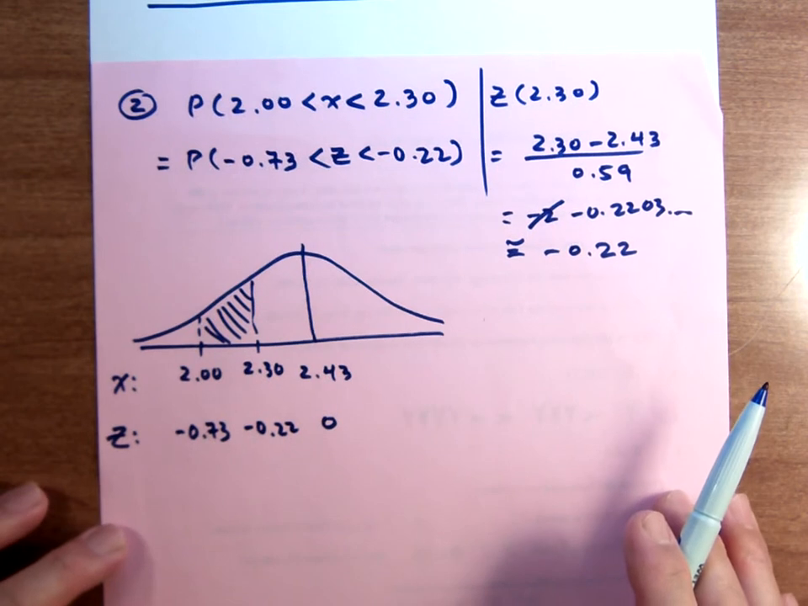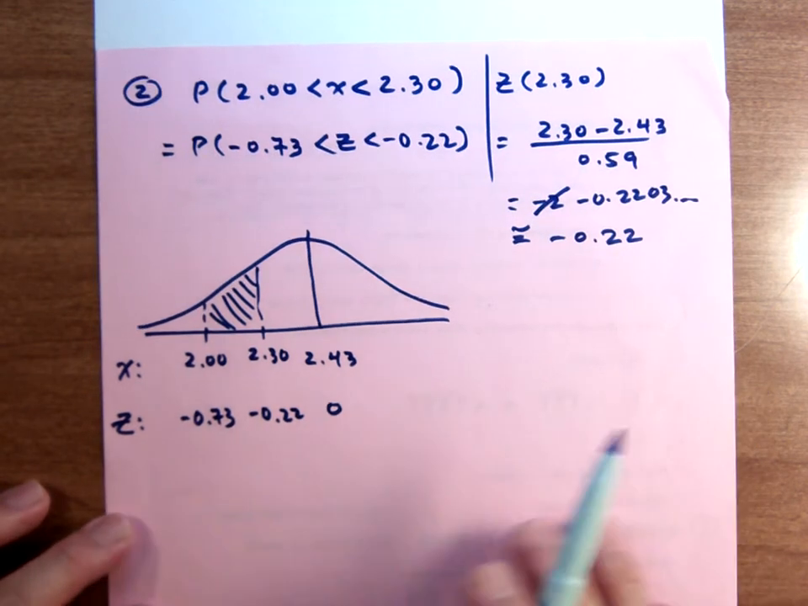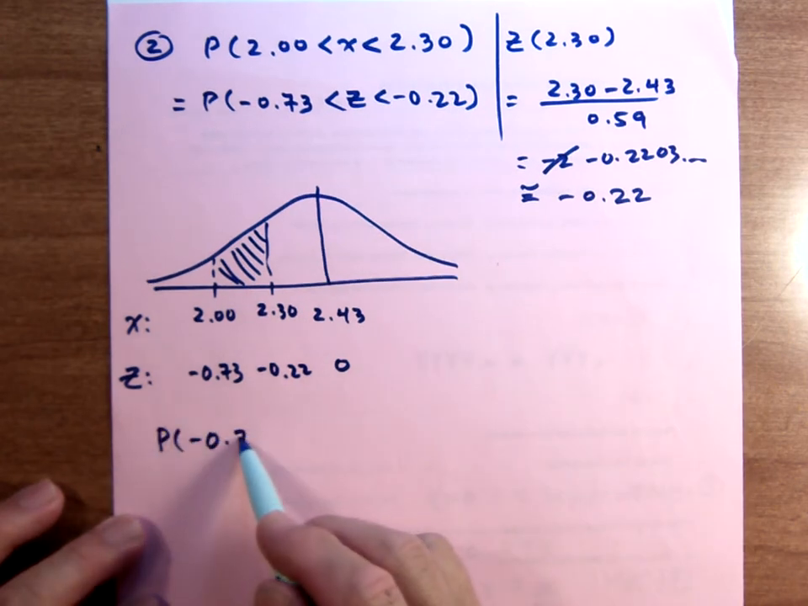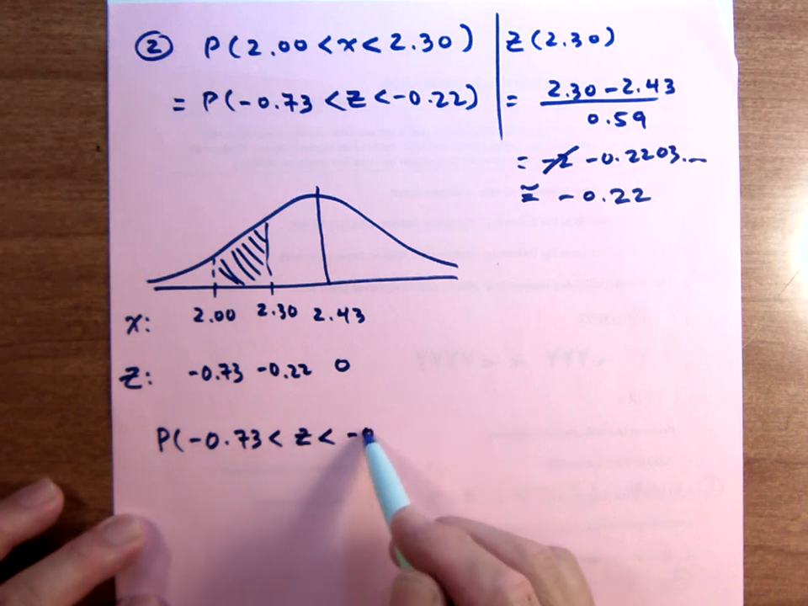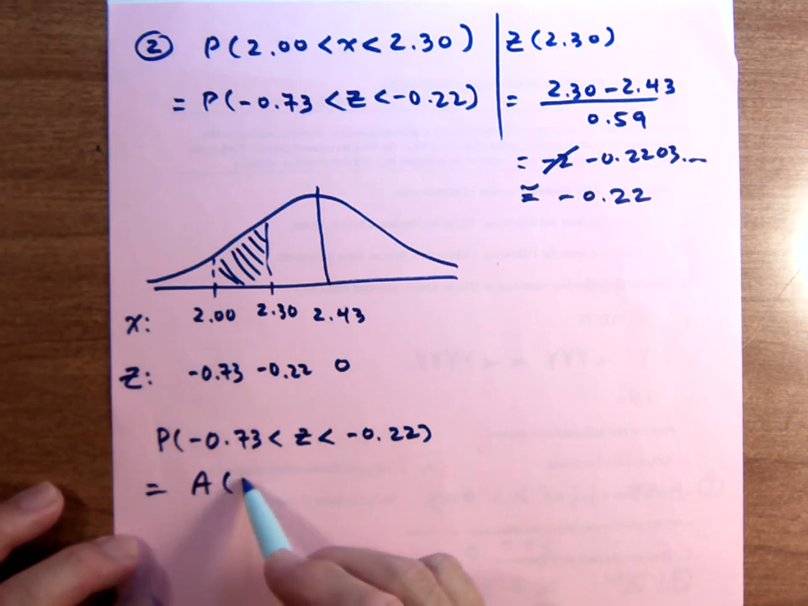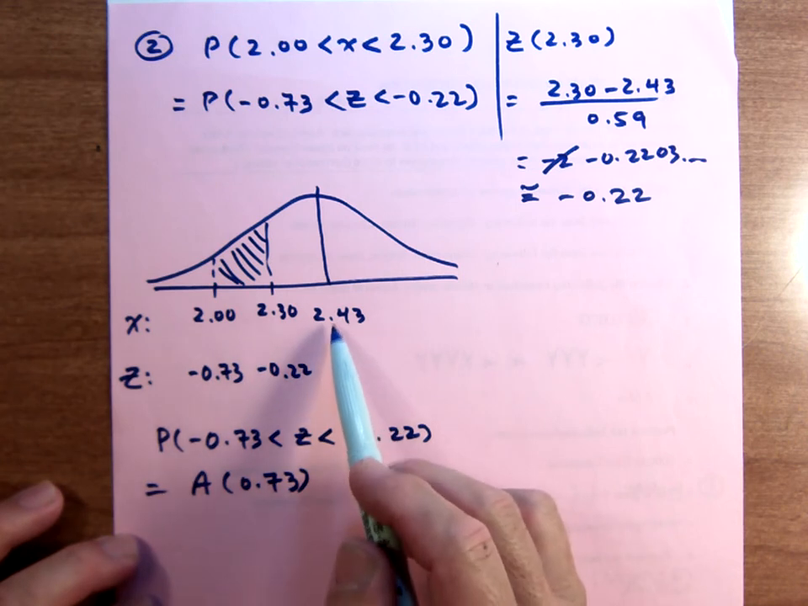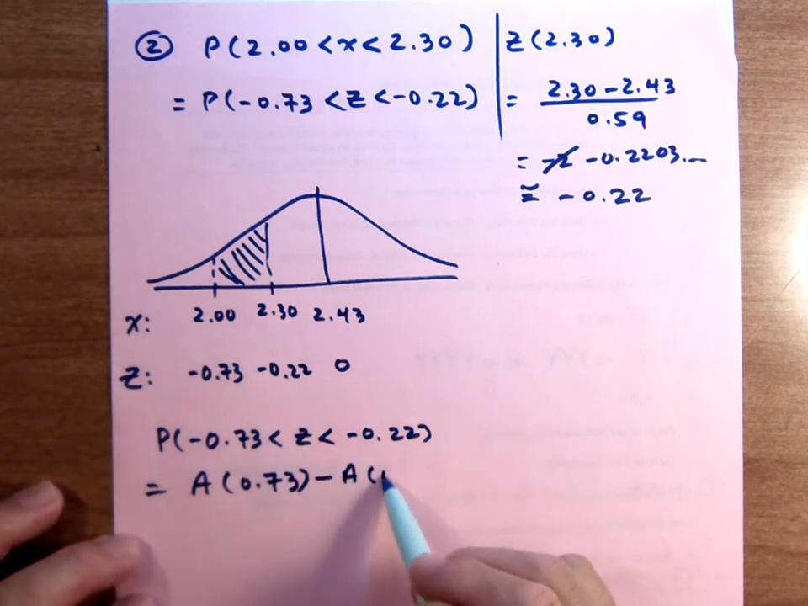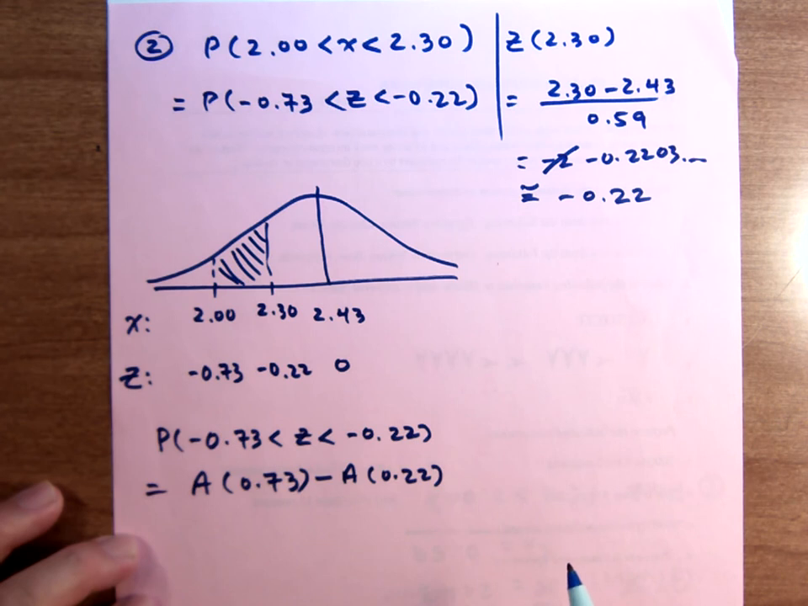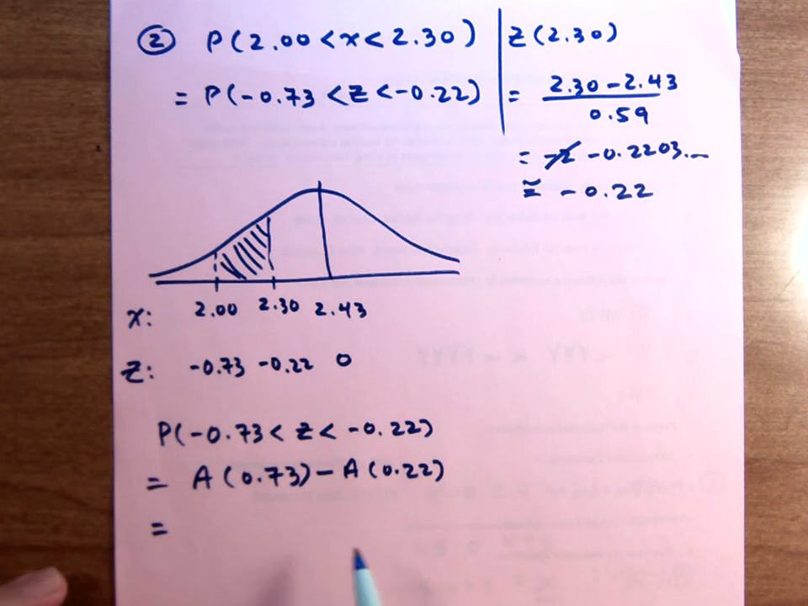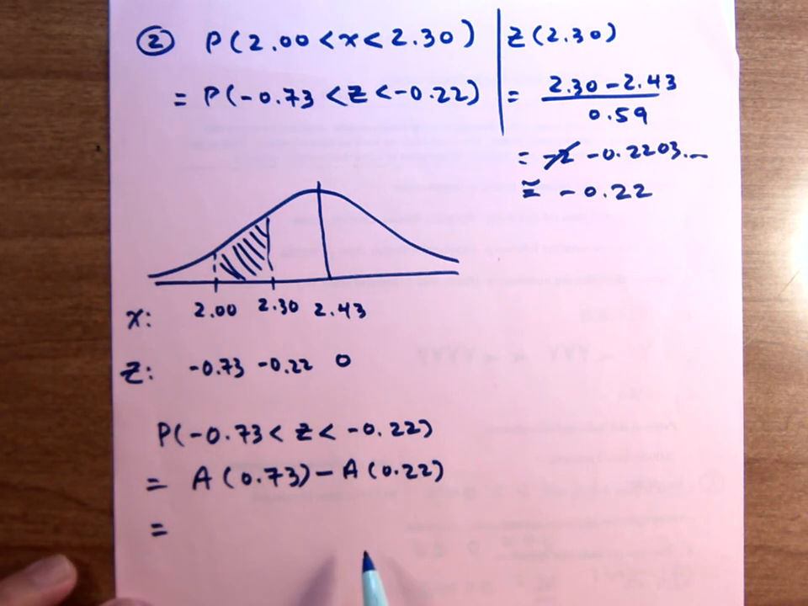All right. Let me just go down the problem: the probability of negative 0.73 less than z less than negative 0.22 now equals A of 0.73, which will give you all the area under the curve from the middle to the z of 0.73, subtract A of 0.22. Again, we did this type of work several times before. If that was a little too quick, please do look at my previous videos on this.